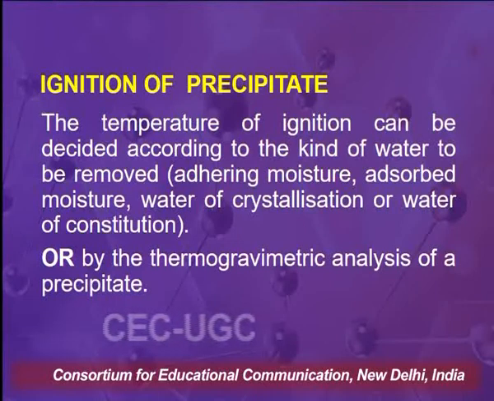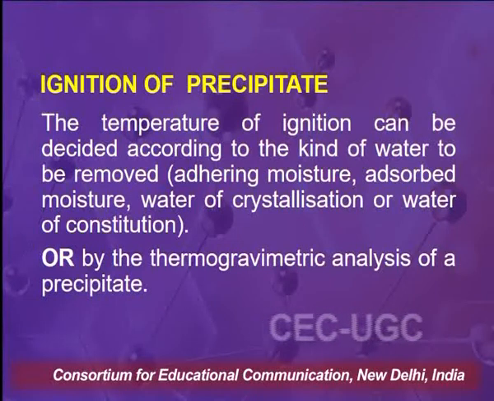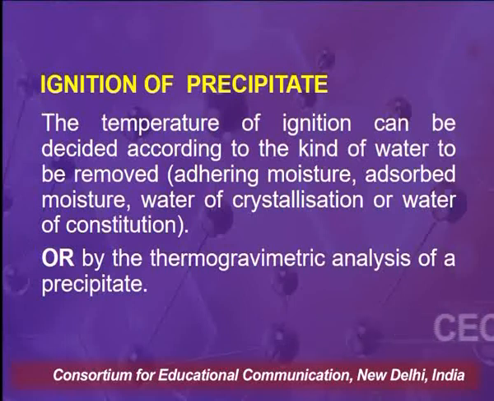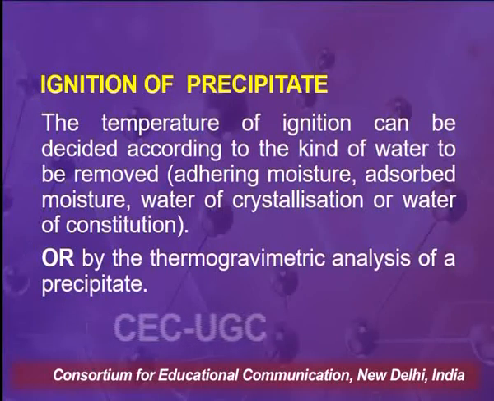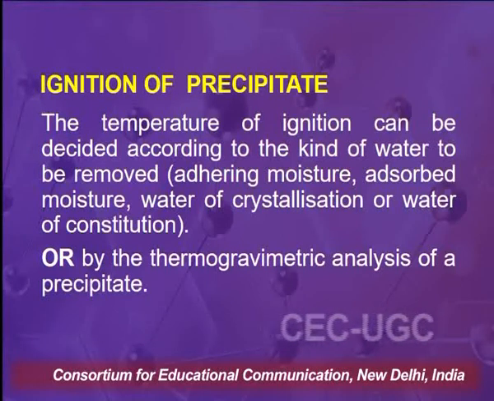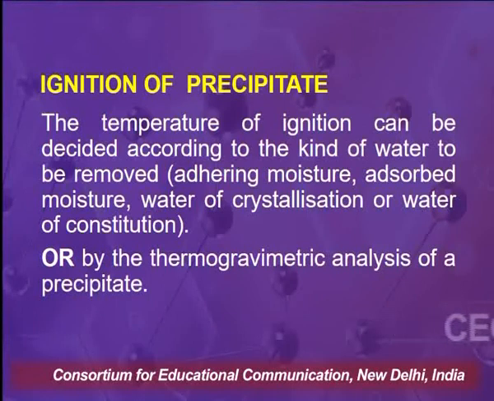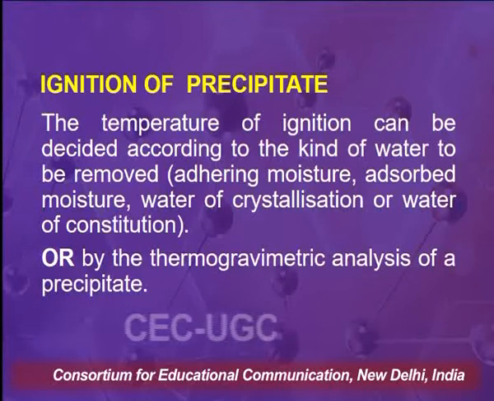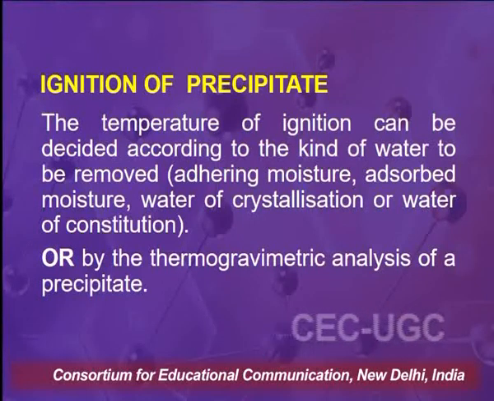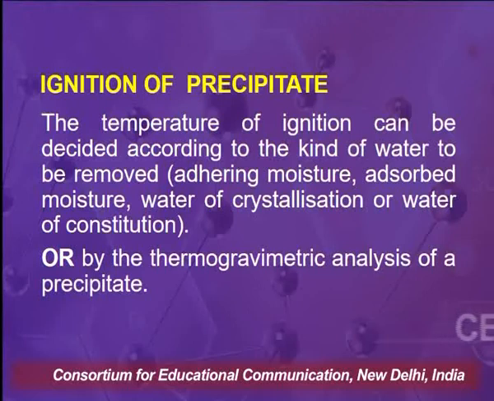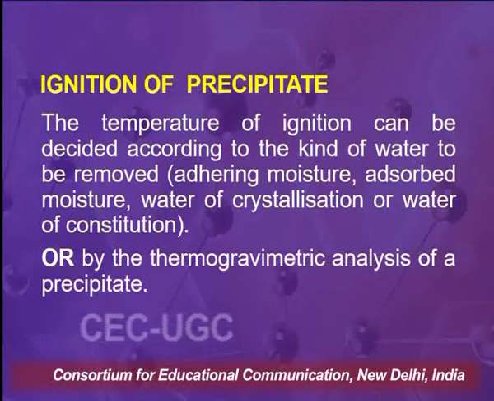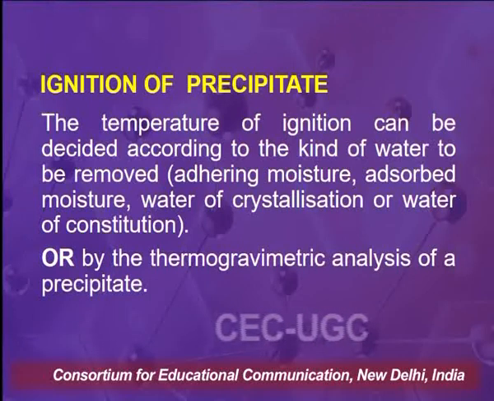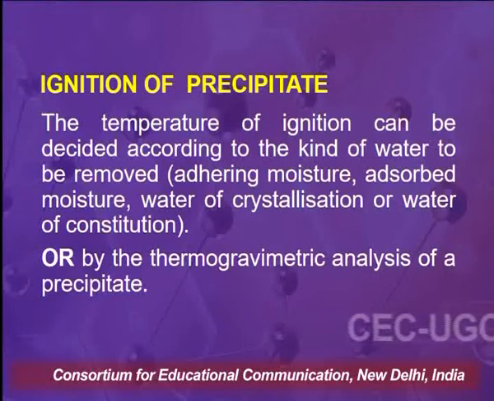The temperature of ignition of the precipitate can be decided according to the kind of water to be removed. That is, if simply adhering moisture is to be removed, then the precipitate needs to be heated at about a temperature of 100 degrees centigrade, which is achievable in an oven. If adsorbed moisture is to be removed or water of crystallization is to be removed, then a slightly higher temperature heating needs to be done, and if water of constitution is to be removed, then ignition needs to be done, since simply heating will not remove the water of constitution.